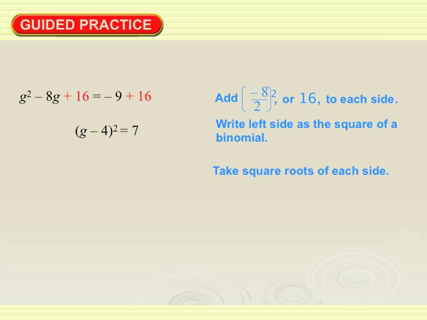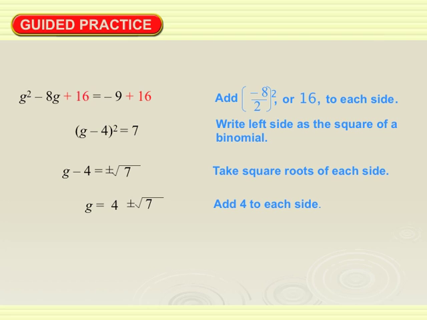Now I'll take the square root of each side. On the left-hand side, I'll just have g minus 4. And on the right-hand side, I'll have plus or minus the square root of 7. The square root of 7 is an irrational number. I could estimate it with a decimal, but for now, I'm just going to leave it as the square root of 7. Next, I'm going to add 4 to both sides.